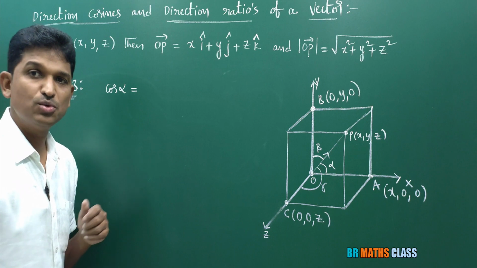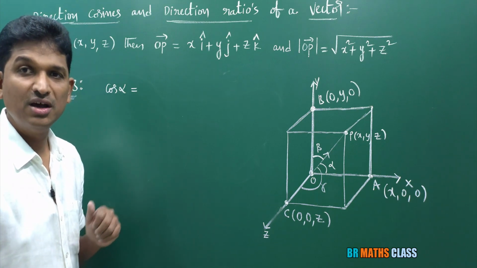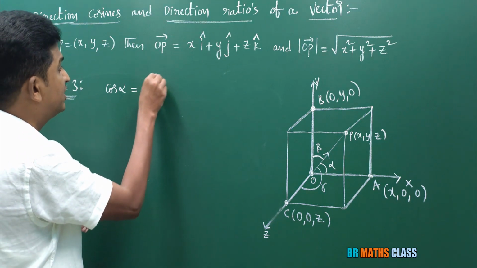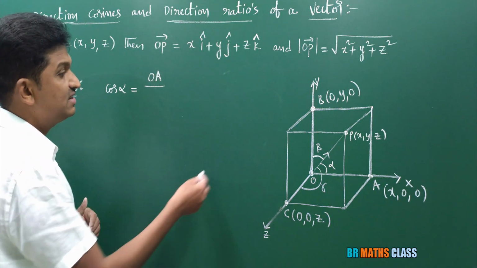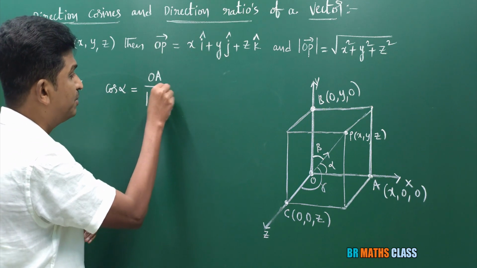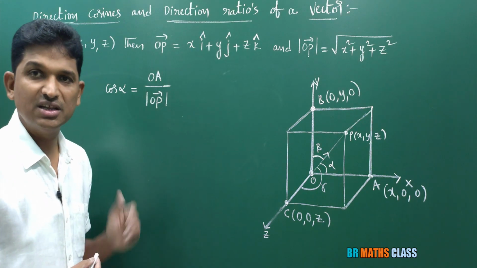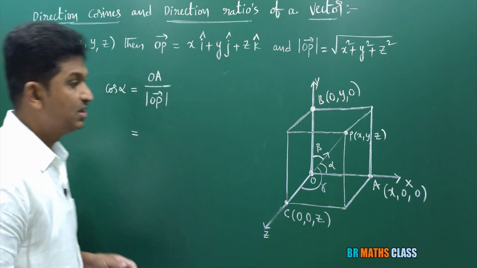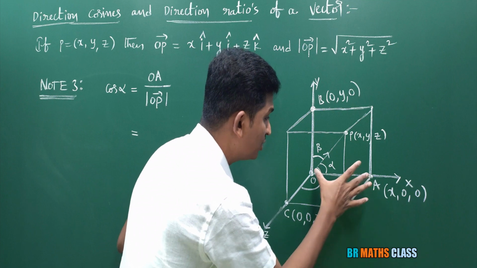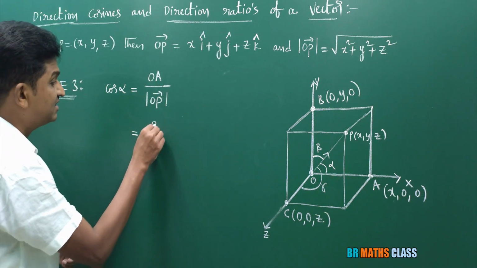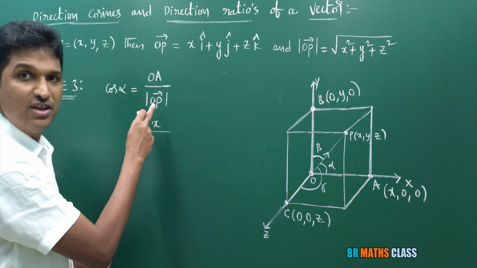What is the cos alpha formula? The cos alpha formula is adjacent side by hypotenuse. What is the adjacent side? OA, divided by the hypotenuse, which is OP. OP is nothing but the magnitude of OP bar. The magnitude of OP bar is OP, that we learned in the last class also. What is OA? You see, this point A is x comma 0 comma 0. What is this length OA? OA is x. So cos alpha is x divided by the magnitude of OP bar.